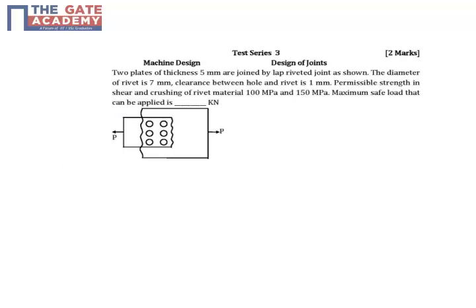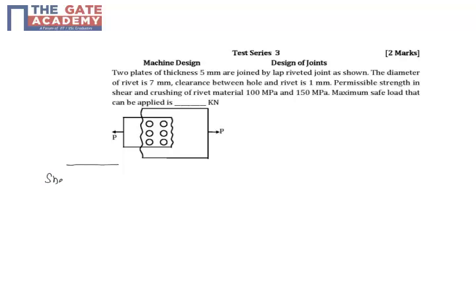Okay, so let's discuss a question from riveted joints. Here, what is given is a lap joint where two plates are riveted by means of a lap joint, and the diameter of the rivet is given. The clearance between the hole and the rivet is given. The shear and the crushing strength of the rivet material are given.